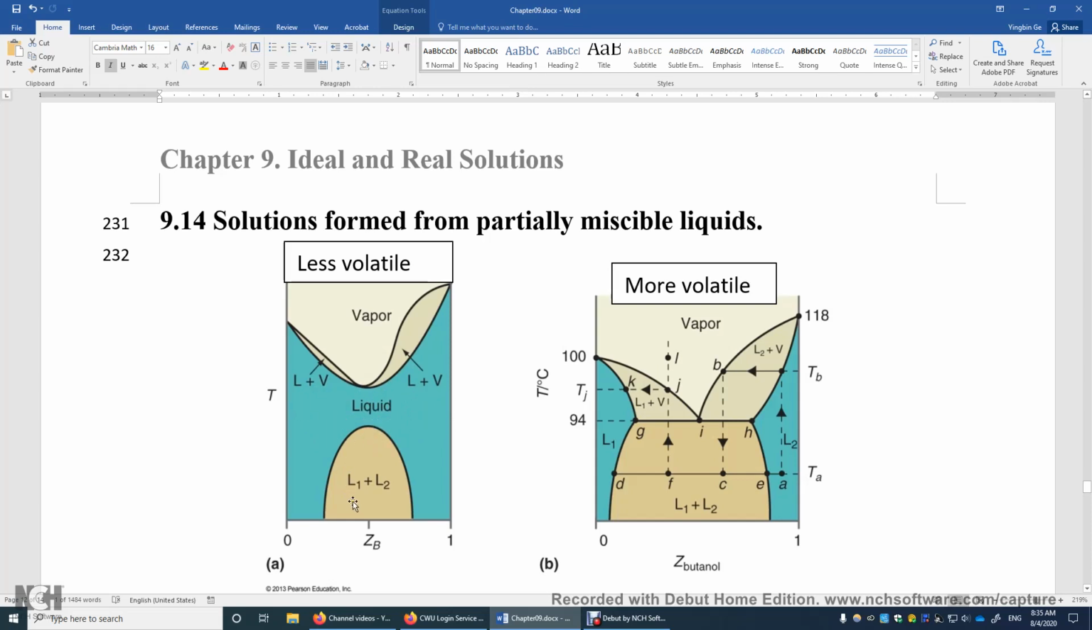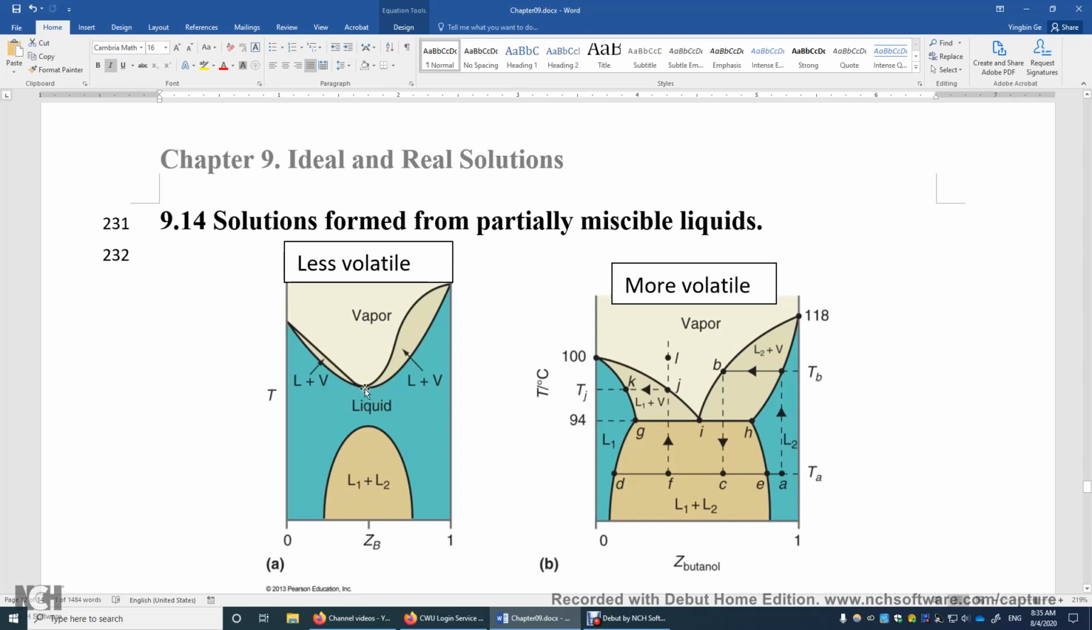However, at a lower temperature, you will see two different phases. In one phase, you have B dissolved in A. In the other phase, A is dissolved in B. When I say A is dissolved in B, I'm talking about much more B than A. When I say B is dissolved in A, the amount of A is much more than B.